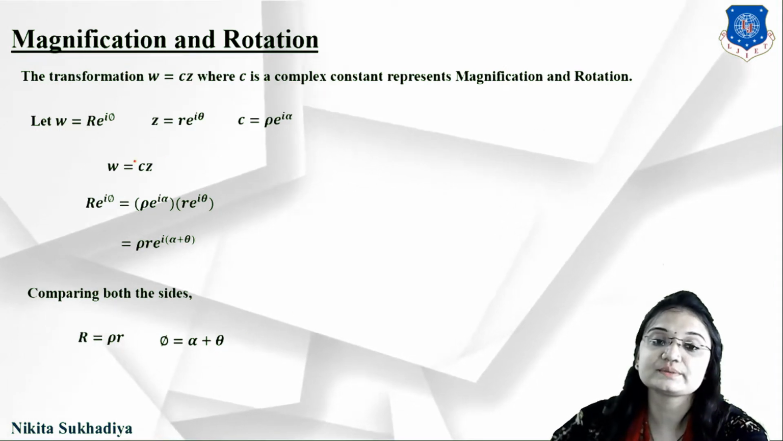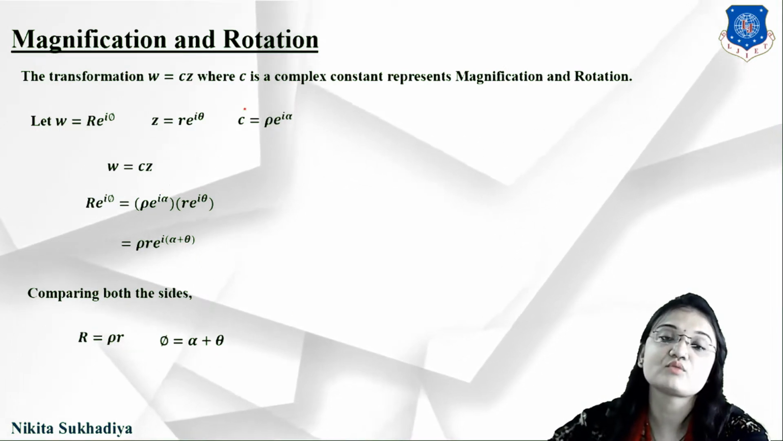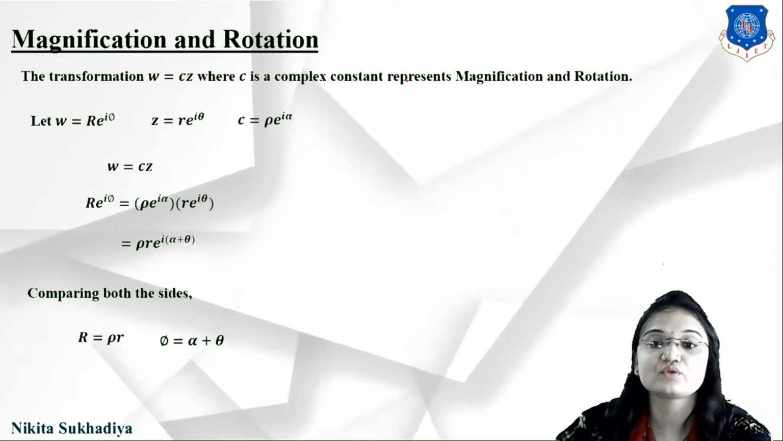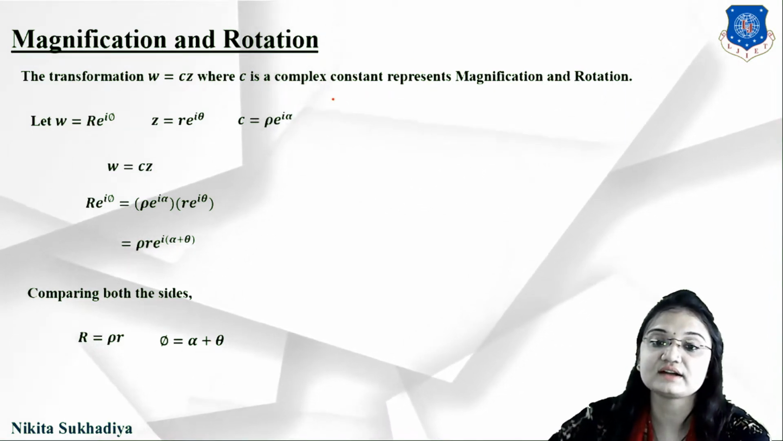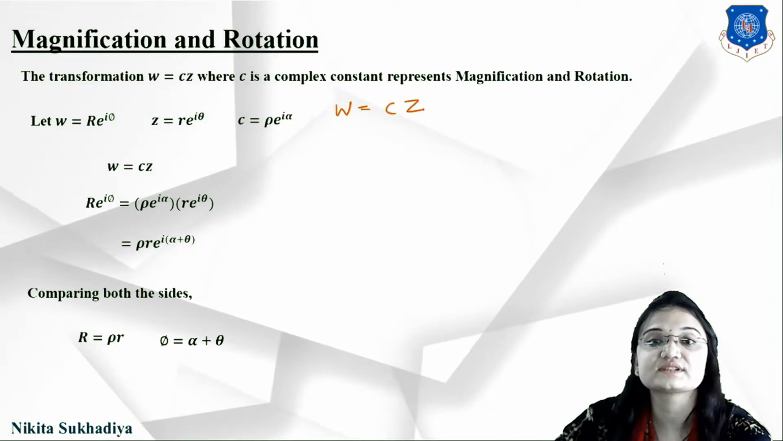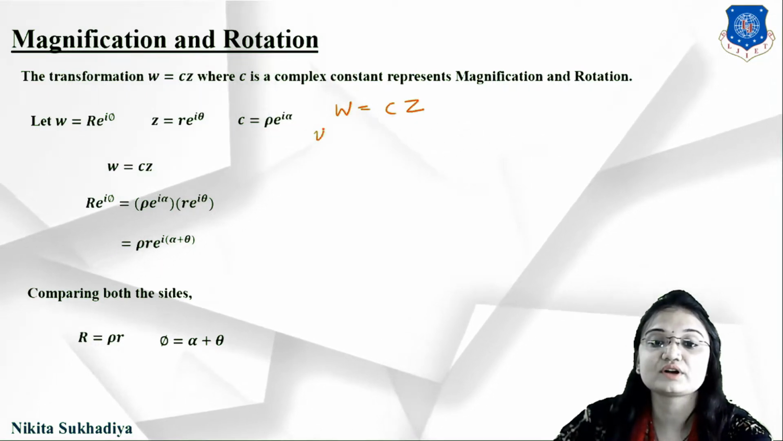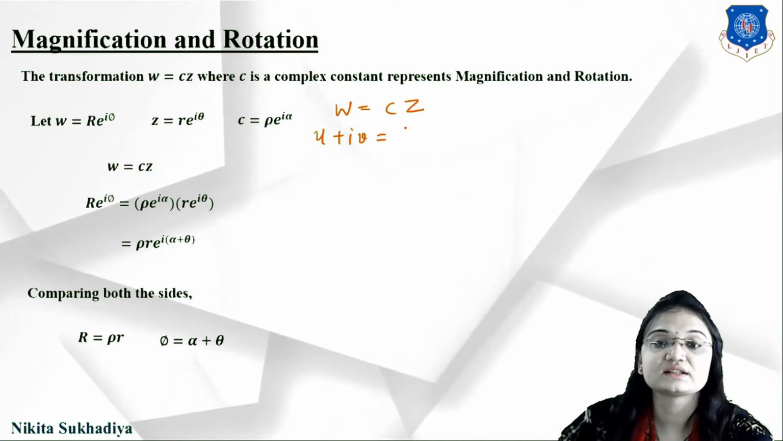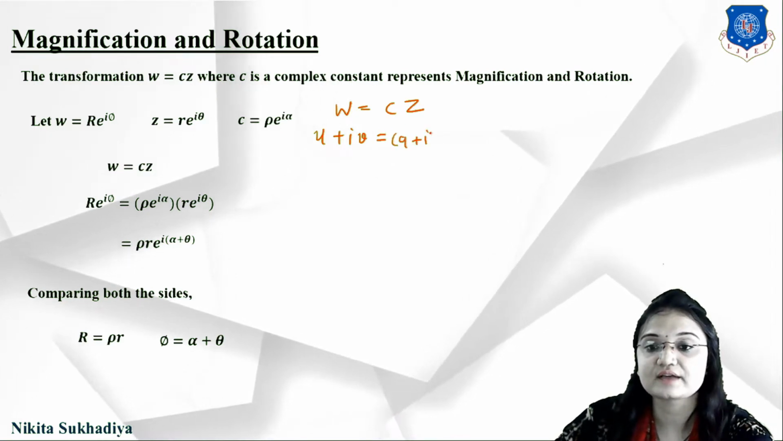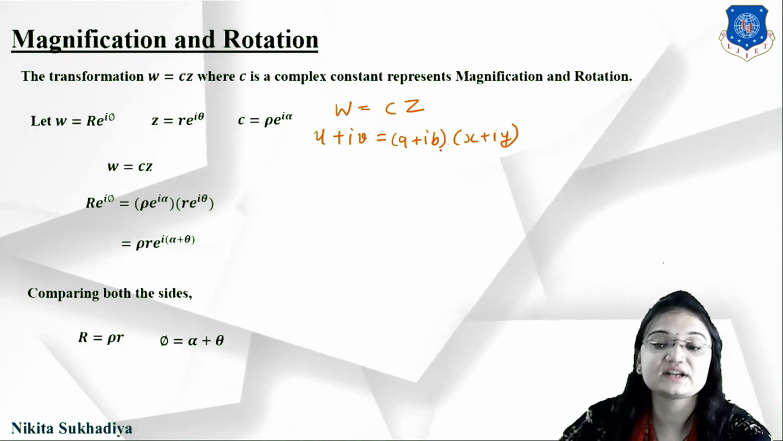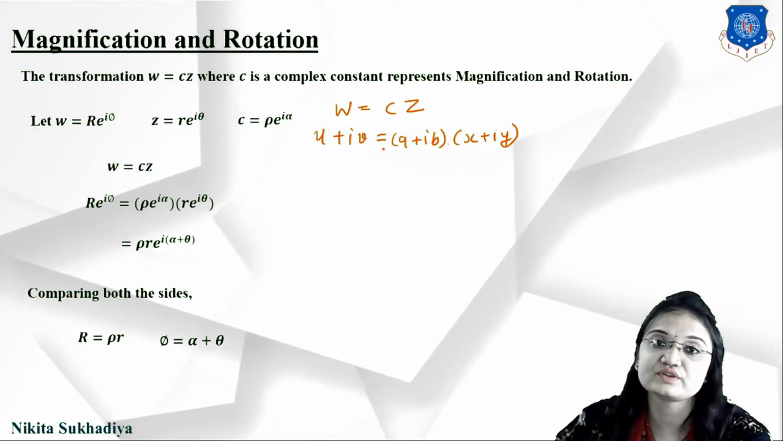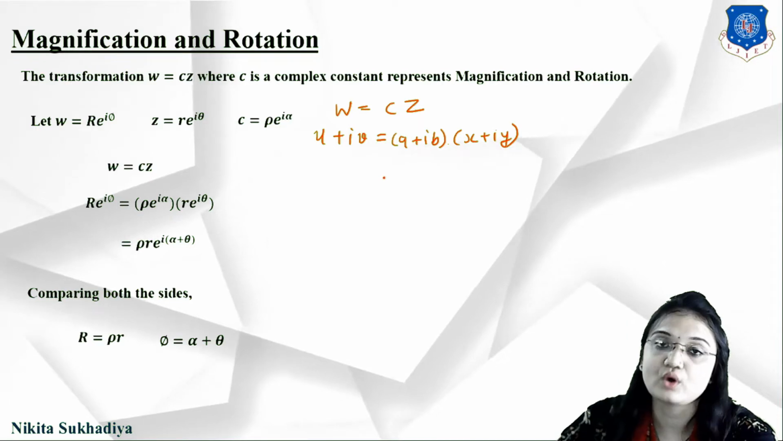So this is the representation in the form of R and theta. If we want to solve this in x and y form, we can write W is equal to Cz, that is u plus iv is equal to (a plus ib) into (x plus iy). By separating real and imaginary parts, we will easily get the points x of u and v.